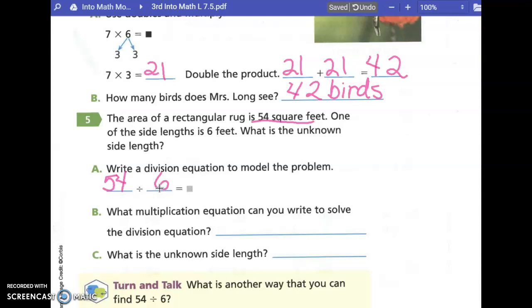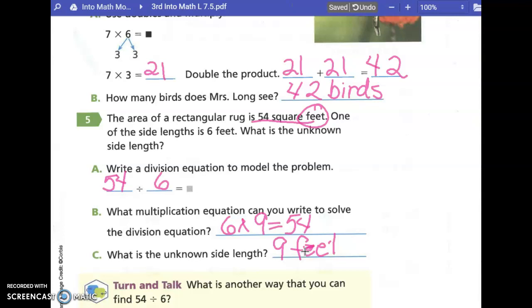Ready? 6, 12, 18, 24, 30, 36, 42, 48, and 54. How many were we to? 9. So what multiplication equation can we write? 6 times 9 equals 54. What is the unknown side? 9. What's our measurement? Feet. It's not square feet because we're not talking about the area. We're just talking about the side.